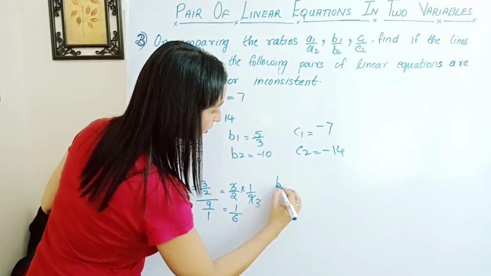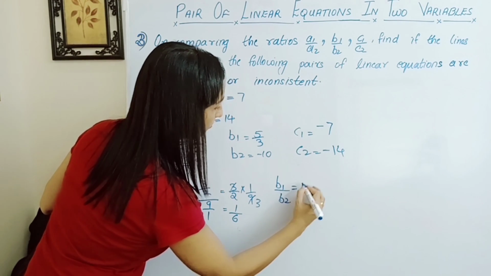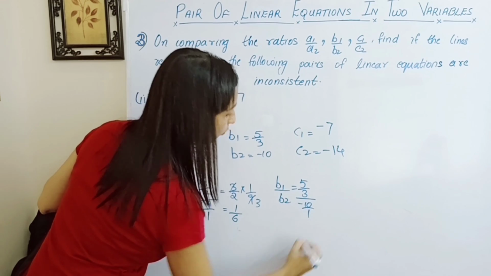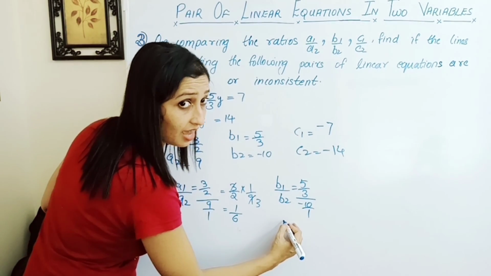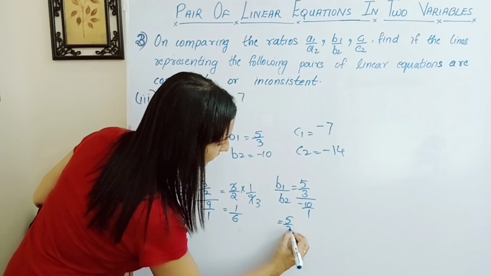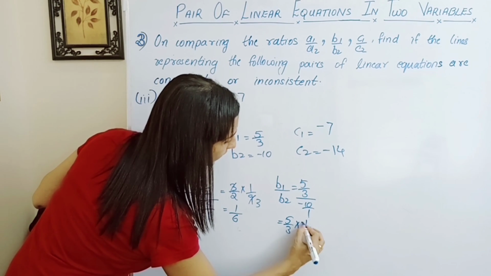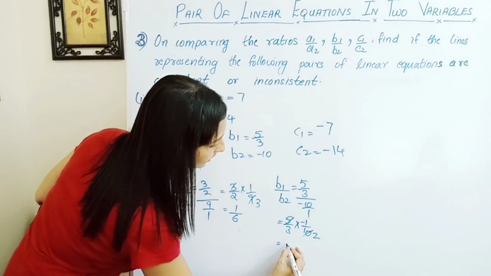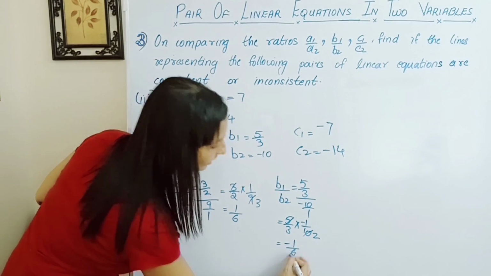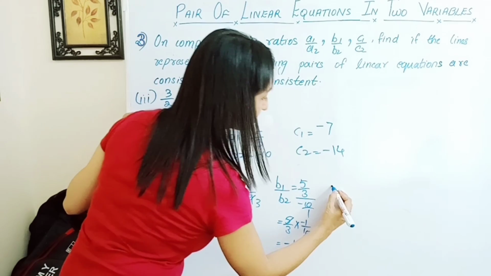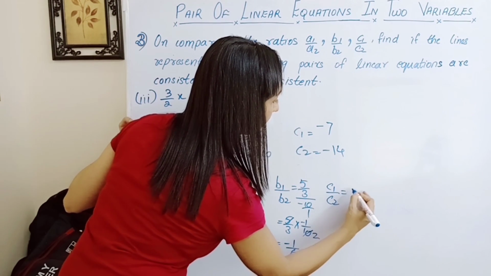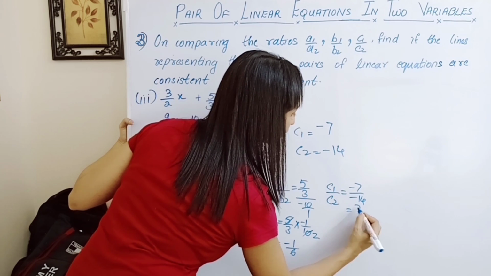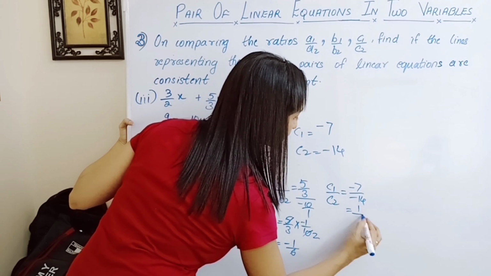Now, what is B1 by B2? B1 by B2 is 5 by 3 by minus 10 by 1, which you can write as 5 by 3 into minus 1 by 10. Again cancel. So, you get minus 1 by 6. Now, what is C1 by C2? Is minus 7 by minus 14, which is equal to 1 by 2.